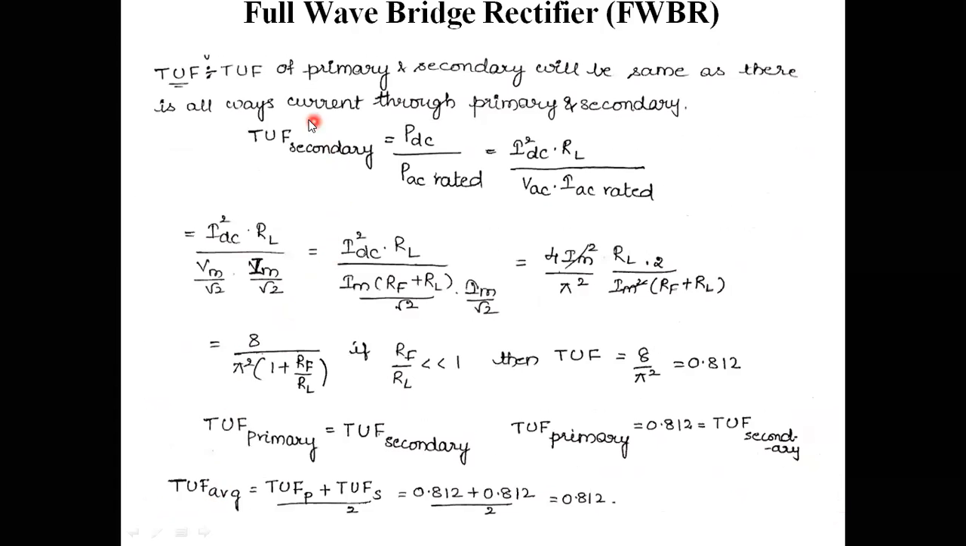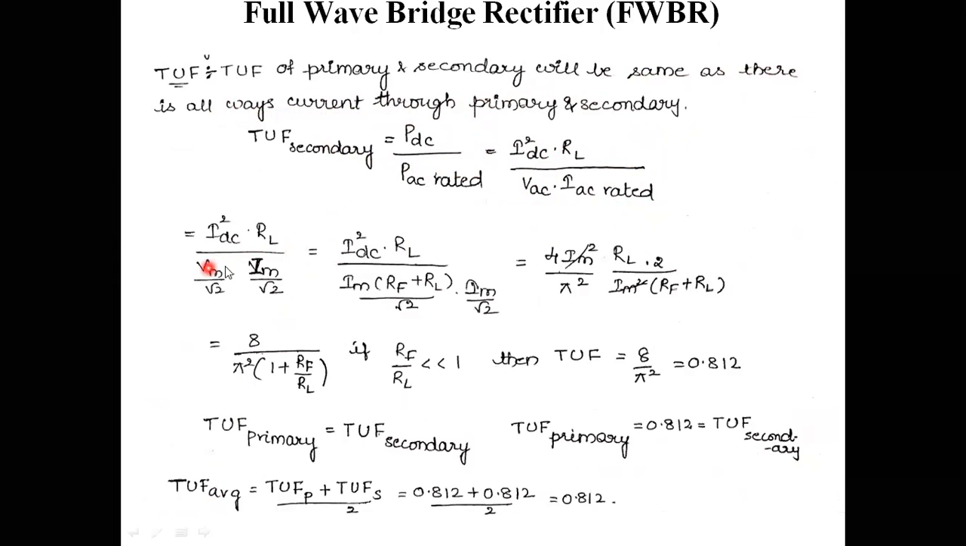And TUF of primary and secondary will be the same, as there is always current through the primary and secondary. That TUF secondary is given by PDC by PAC rated. PDC is equal to IDC square into RL. PAC rated is given by VAC into IAC rated.